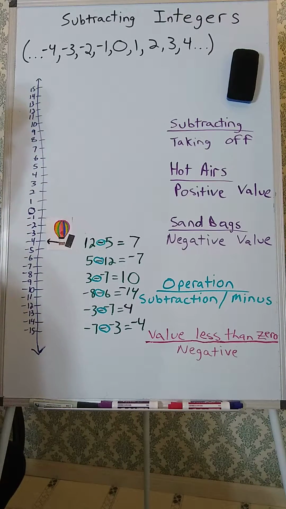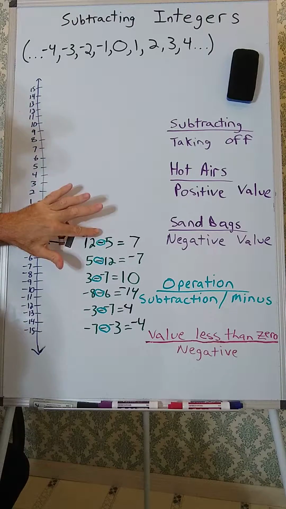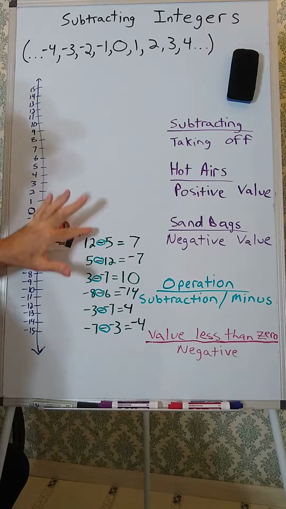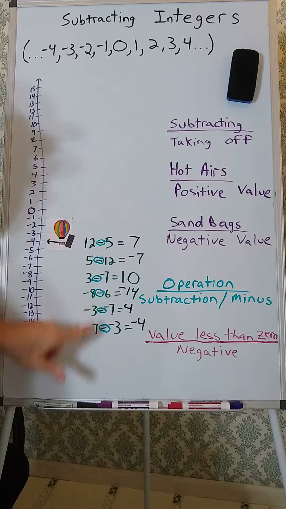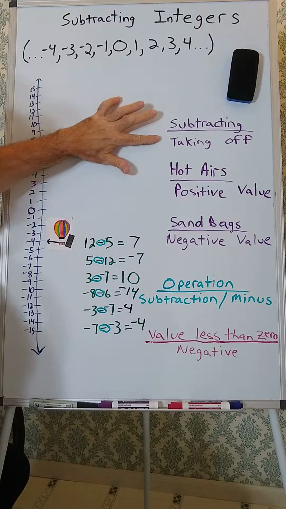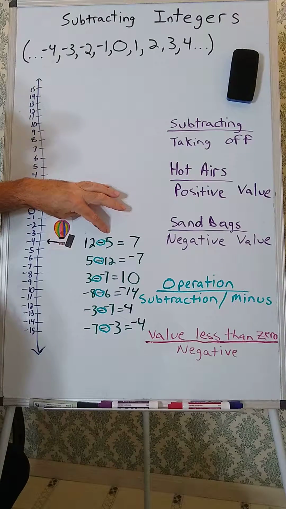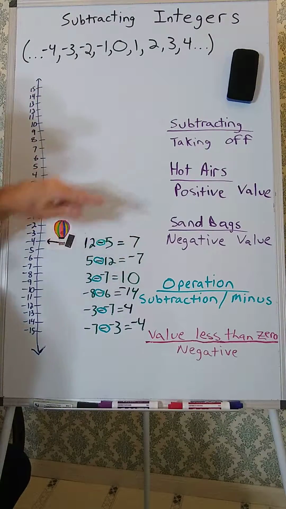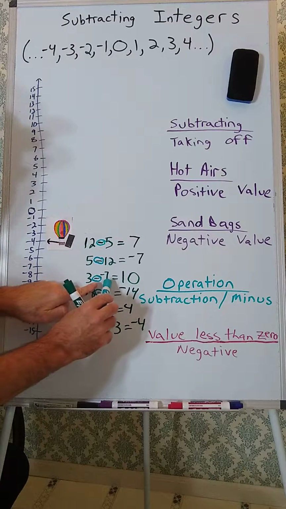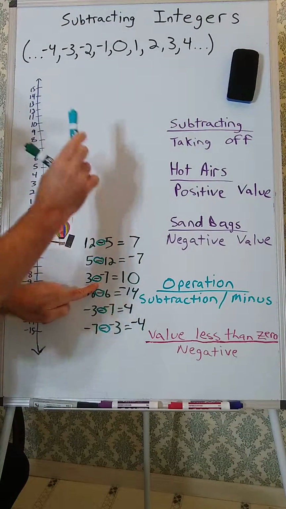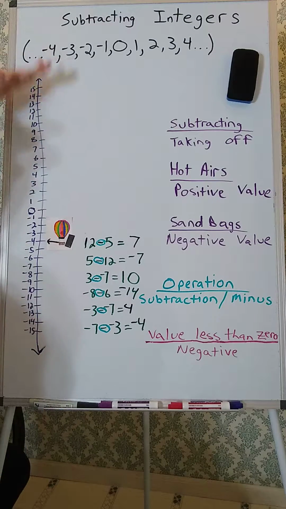All right, so the important thing with subtracting integers is remembering that the subtraction symbol, the minus, is telling you in this model that you're taking something off, and then you have to think about the number after that. If you're taking off hot airs, as we did in this case, the balloon's going to go down. And if we're taking off sandbags, as we did in this case, the balloon's going to go up. And the number line helps you to see whether the final value is going to be positive or negative, depending on where it starts and how much it goes up or down.